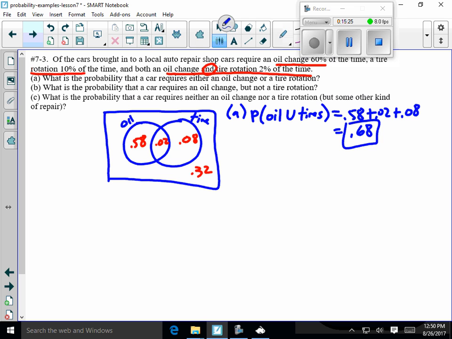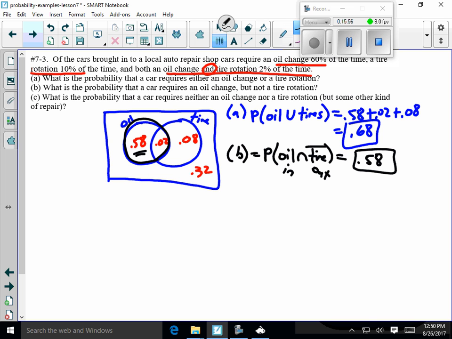Okay. The second part says, what's the probability that a car requires an oil change but not a tire rotation? So we have to have oil and we have to specifically not be in the tire bubble. What that means is I have to be in the oil bubble but outside of the tire bubble, right? So inside the oil bubble here, but not inside the tire bubble. And that's going to be just this part here, the 0.58. So just from inspection on the Venn diagram, that would be 58%, included inside the oil circle, but not the part that's included in the tires.